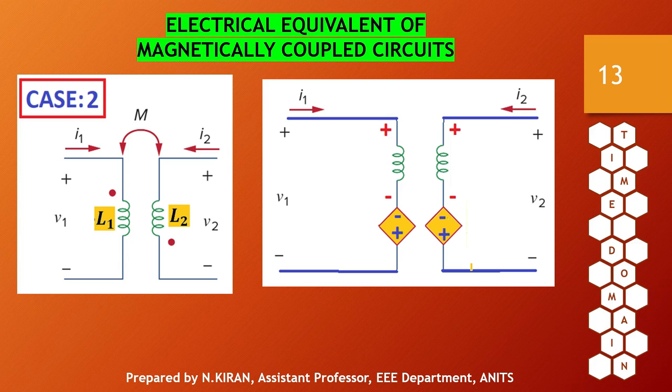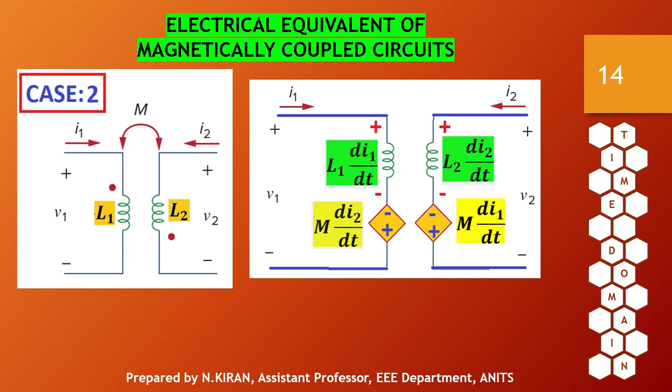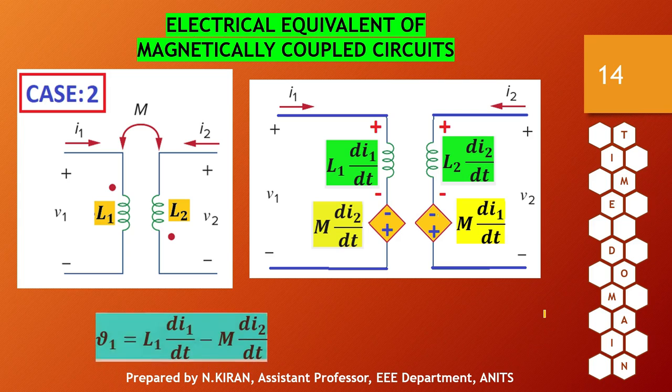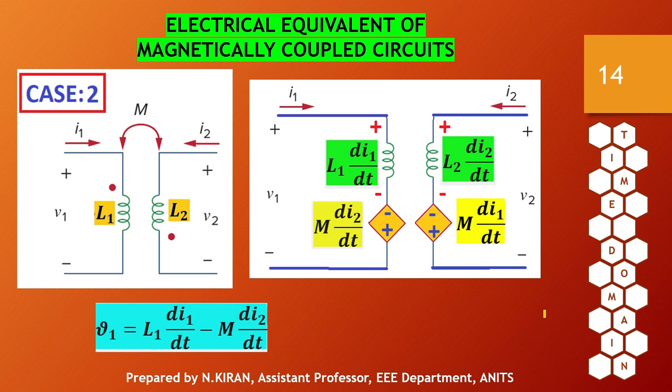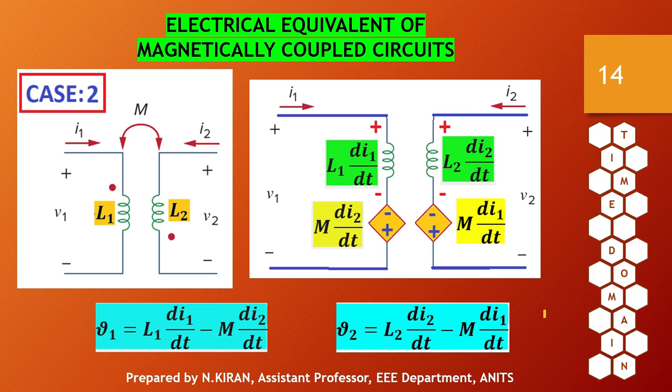The expressions will not change. The same expressions for self-induced EMF as well as mutually induced EMF, that is L into di by dt and M into di by dt. On applying KVL, in this case V1 will give me L1 di1 by dt minus M di2 by dt. Similarly, V2 will give L2 di2 by dt minus M into di1 by dt.